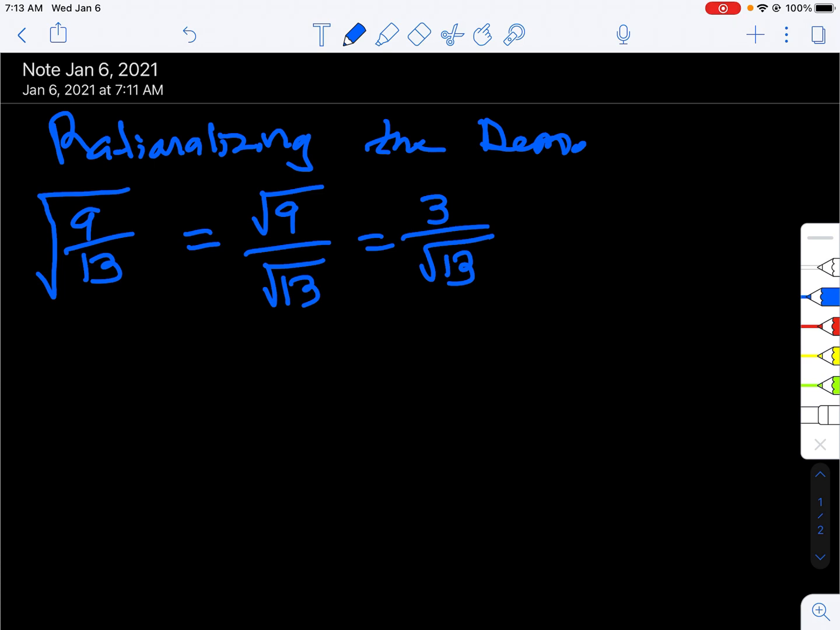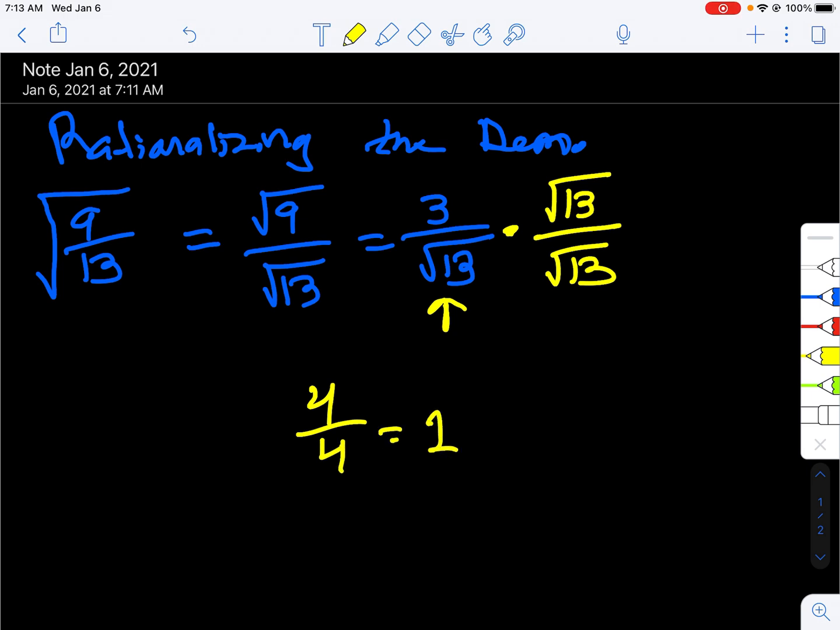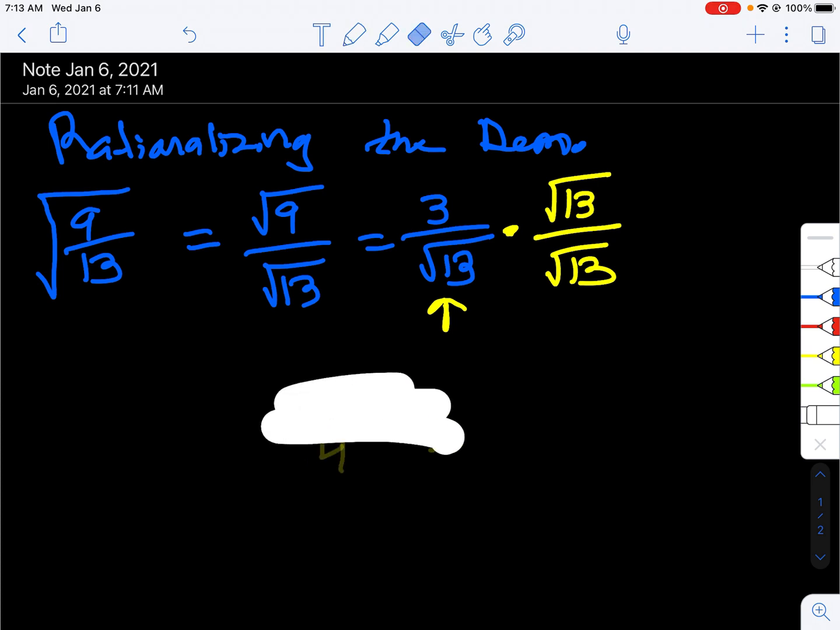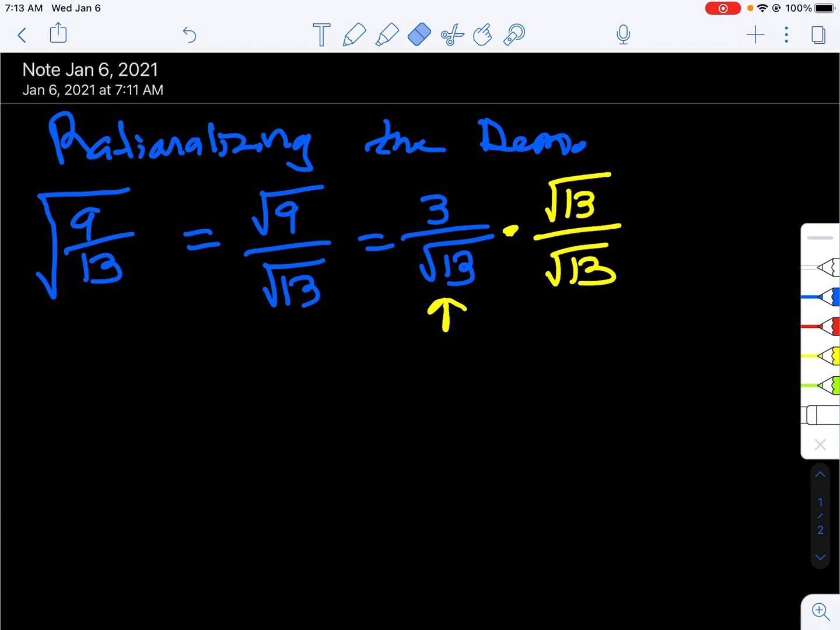So this is where we rationalize the denominator. And all that means is that we're going to get the square root of 13 out of the denominator. So what we do is we multiply it by square root of 13 over square root of 13, because we know that anything over itself, like 4 over 4, is just equal to 1. And when we multiply something by 1, it doesn't affect the actual value of the original number. So essentially we're just multiplying it by 1 in the form of square root of 13 over square root of 13.